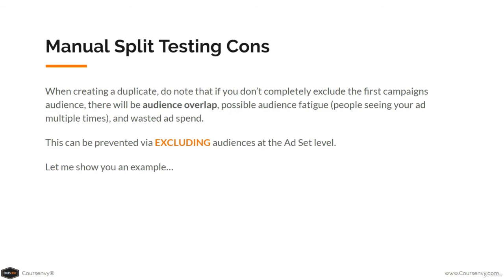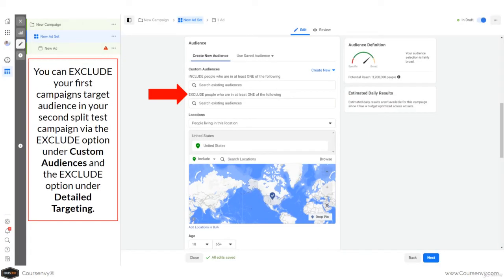So there are some cons to manual split testing. When creating a duplicate, do note that if you don't completely exclude the first campaign's audience, there will be audience overlap, possible audience fatigue, people seeing your ad too many times, and wasted ad spend. This can be prevented via excluding audiences at the ad set level. Let me show you an example. You can exclude your first campaign's target audience in your second split test via the exclude link under custom audiences and under detailed targeting. So whatever audience I target in the first one, I'll exclude in the second one.